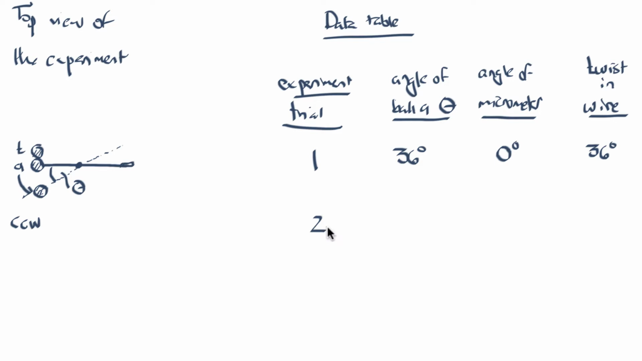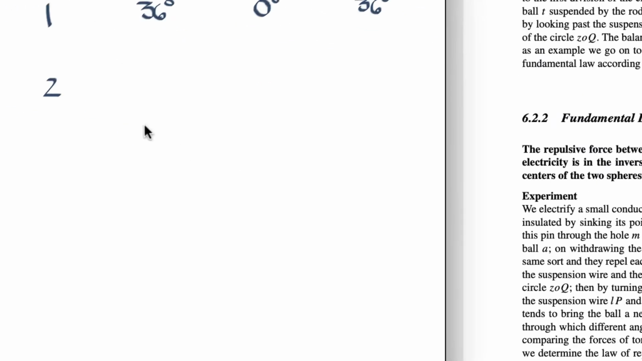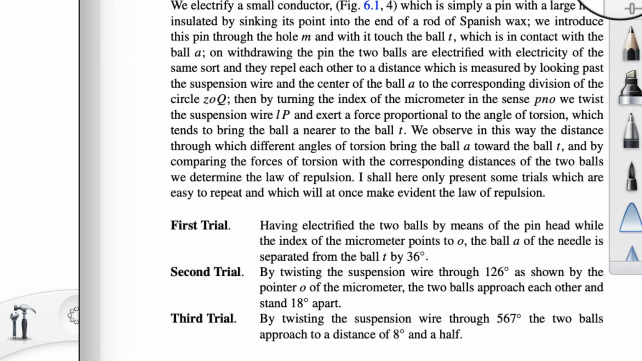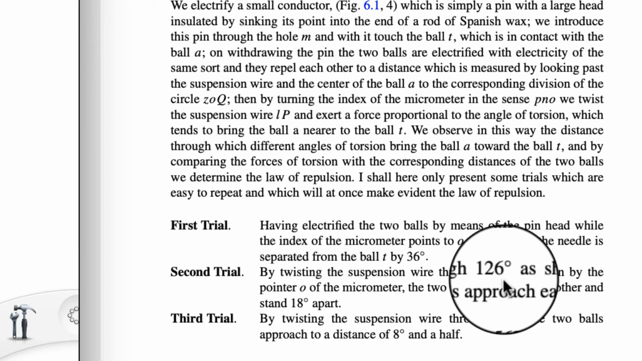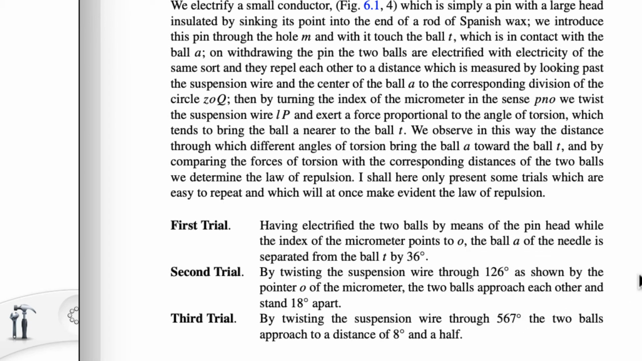What about the second trial? What does he do then? Well, now what he does is he says he twists the suspension wire through 126 degrees. This is down here at the bottom. He twists the suspension wire through 126 degrees as shown by the pointer O on the micrometer. And when he does so, the two balls approach each other and stand just 18 degrees apart.